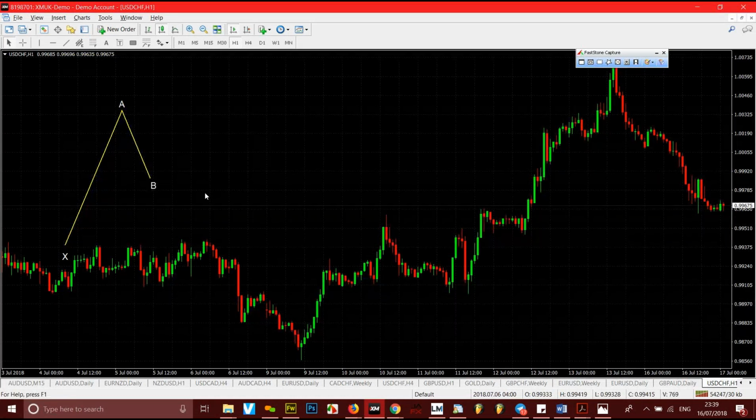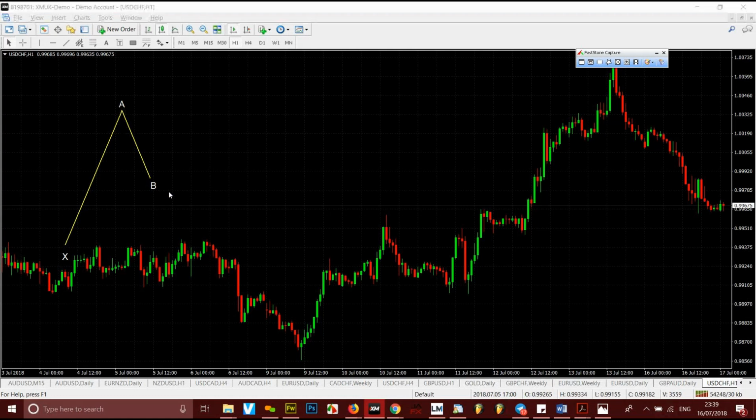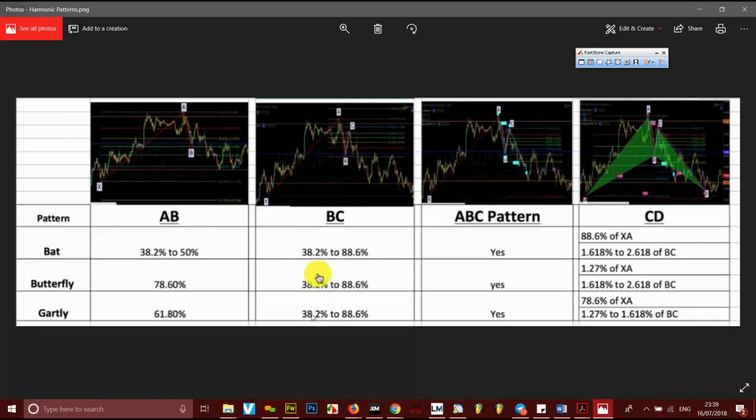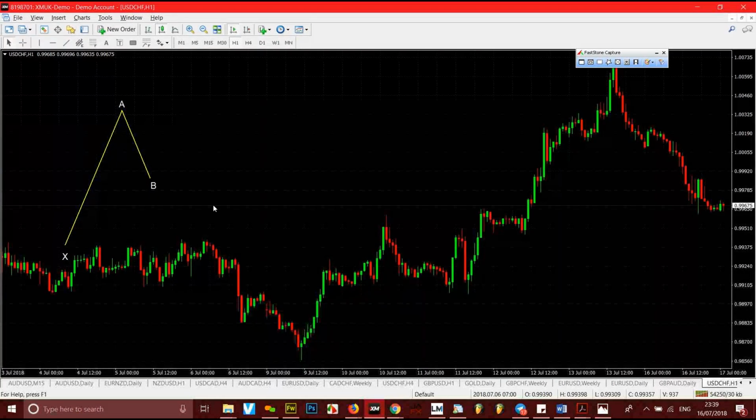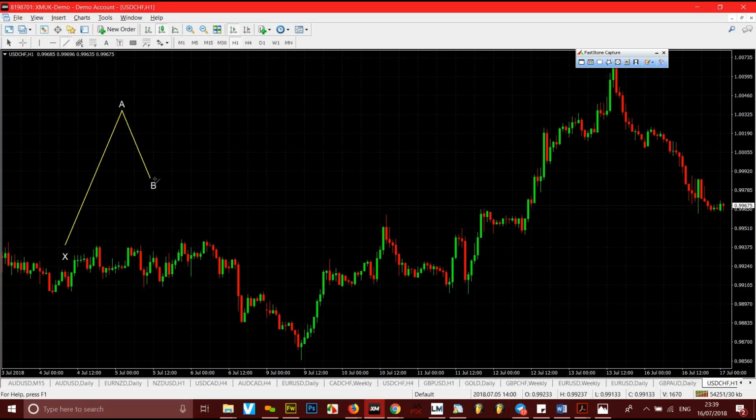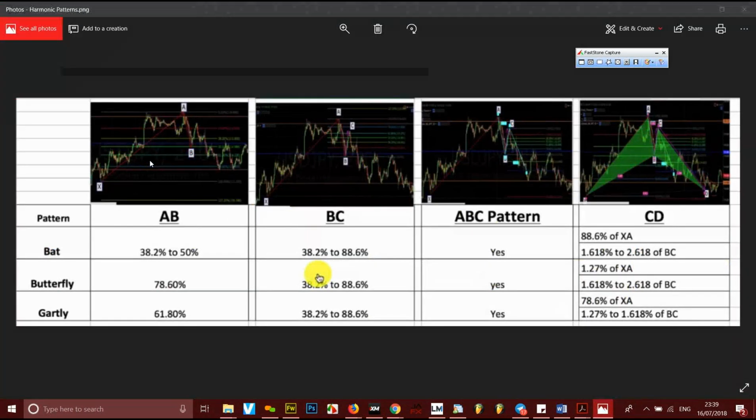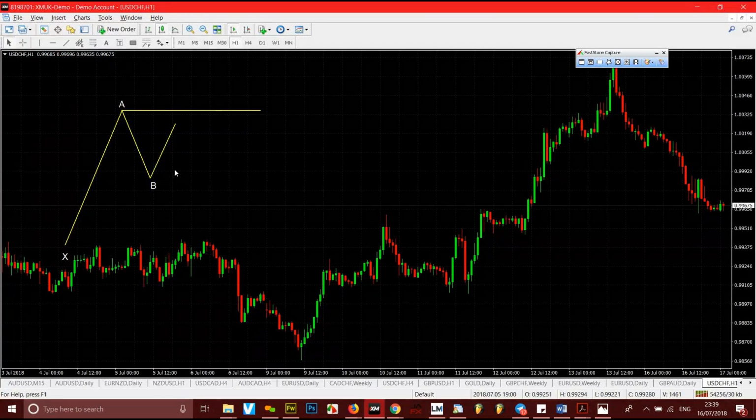So when that is done, what am I looking for now? I'm looking for my C leg. That is the pullback of this AB. I've already found it here. It can go as high as 88.6. So I'm looking for this C leg, which must not on any occasion break this high or get to that high. So what should it be? It could be a 38.2, a 50, a 61.8, or an 88.6. So let's see how that goes.